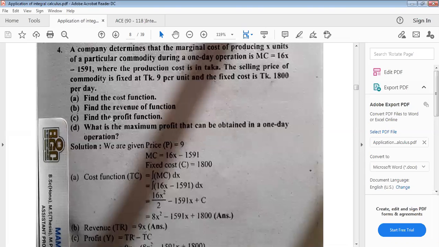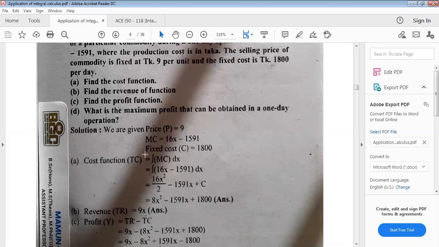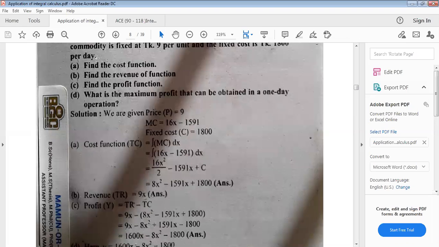So marginal cost will be 16x minus 1591. The fixed cost given is 1800, and marginal cost 16x minus 1591. Now for part A, the cost function: total cost will be what? Just integrating marginal cost. If you integrate marginal cost, then you will get cost. So MC is given as 16x minus 1591, and we put the function in and integrate it.